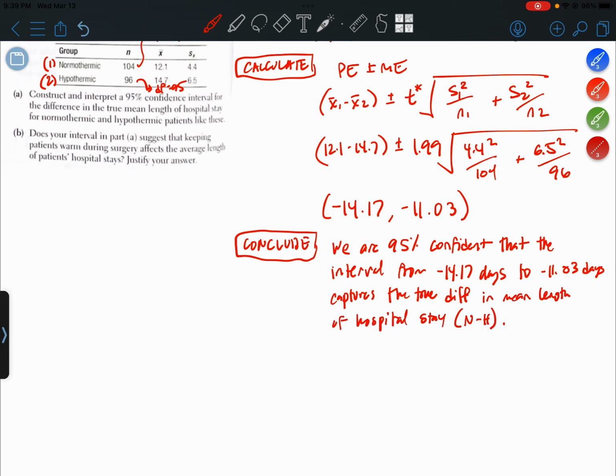Now, because all the values in the interval are negative, that would imply that the normothermic group has a shorter mean hospital stay than the hypothermic group, right? This means, because it's negative, that the first group has a lower mean than the second group. Okay, so the normothermic patients have a lower average hospital stay than the hypothermic patients. Okay. I think that's what Part B is going to ask. Does your interval suggest that keeping patients warm during surgery affects average length of their hospital stay? I would say yes.